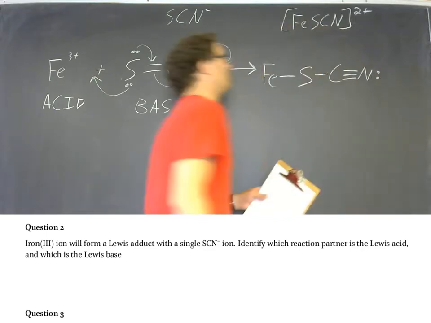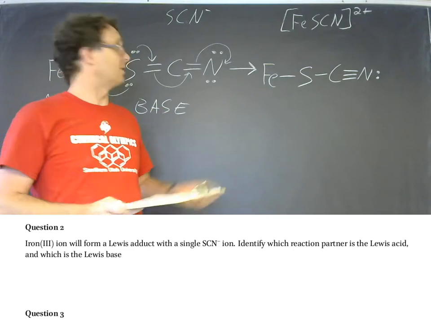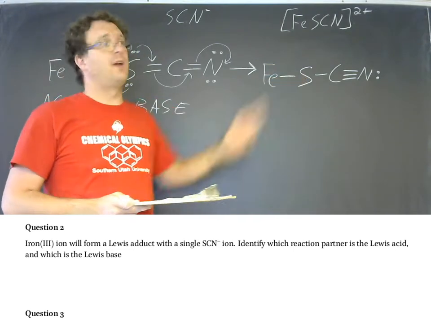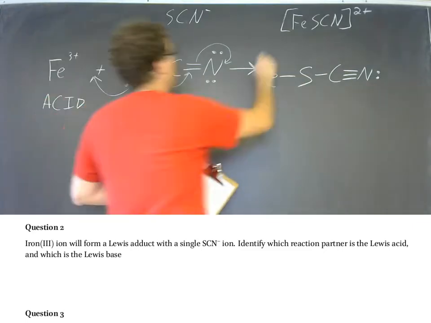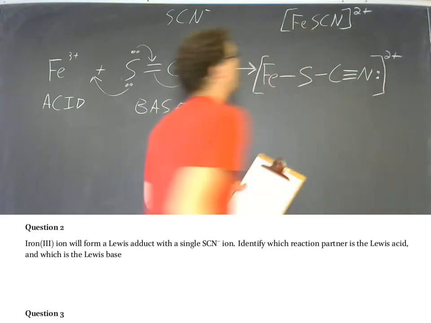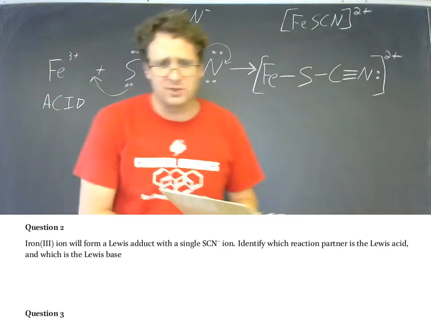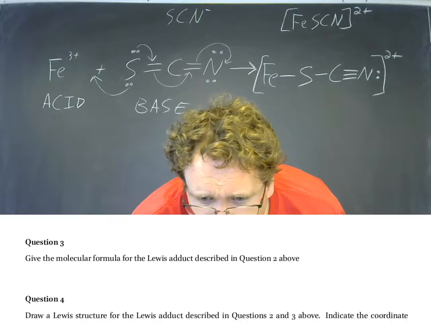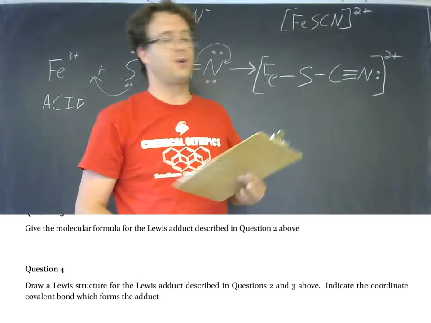When thiocyanate forms Lewis adducts, it will tend to switch to this form of the resonance structures where we've got a single bond. Okay, so there is the Lewis structure for the Lewis adduct. Oops, I haven't been scrolling down, sorry. Just so you see the molecular formula for the Lewis adduct, and then draw a Lewis structure for the Lewis adduct.